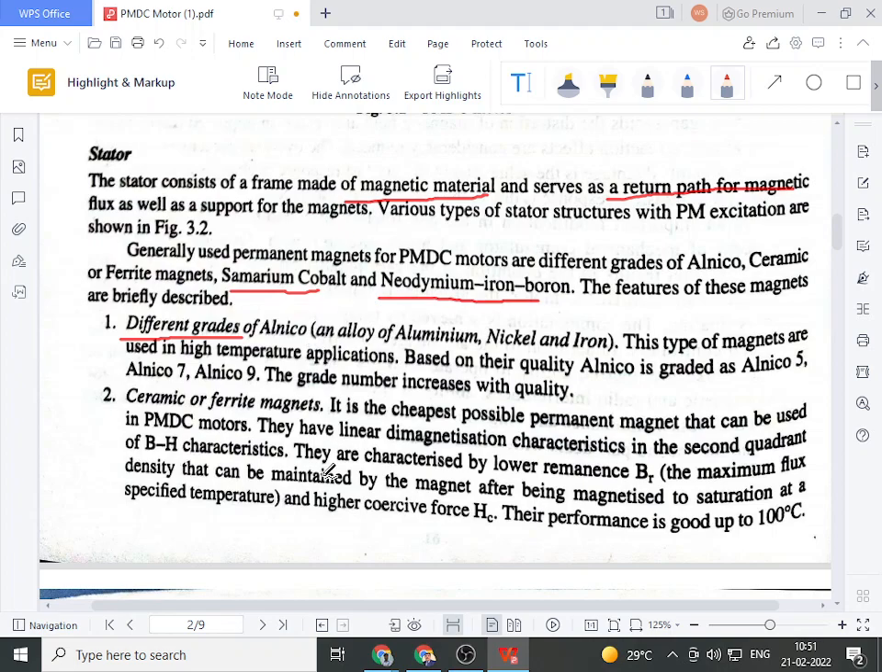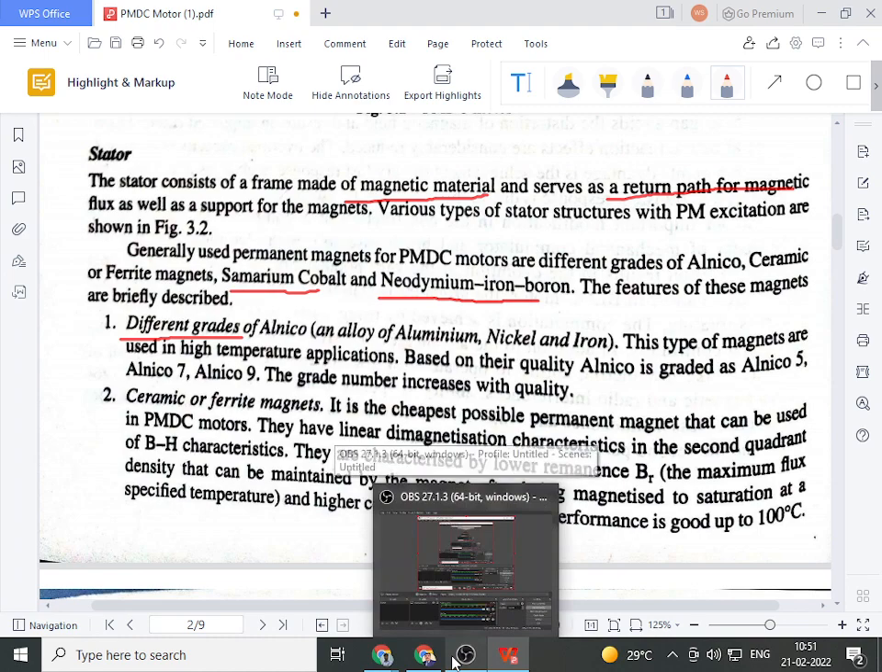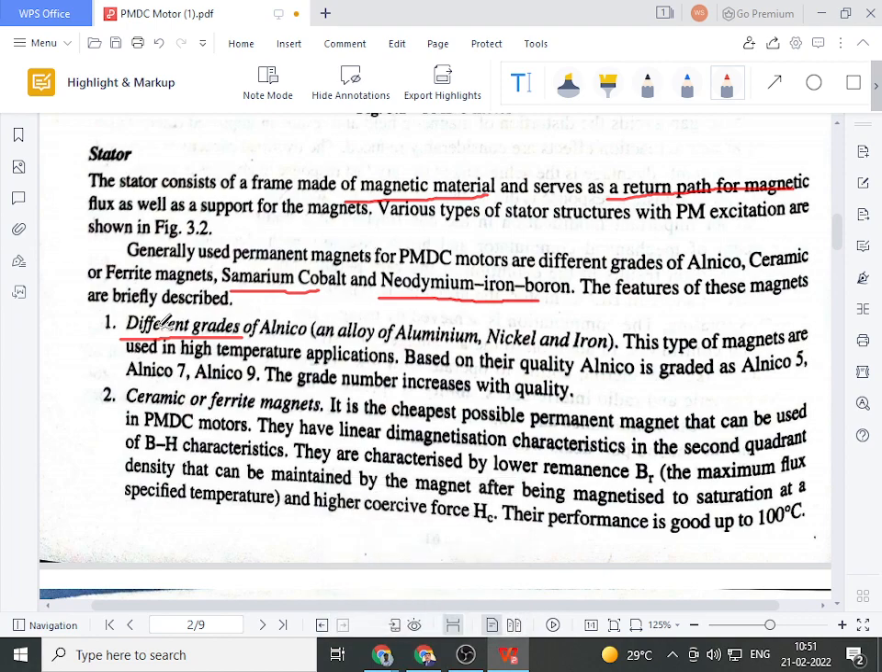Okay, so depending upon the type of application and the parameter requirements of the motor, different magnetic materials may be used in the field system of a PMDC motor. Alnico is generally used for motors which are subjected to higher temperature applications.